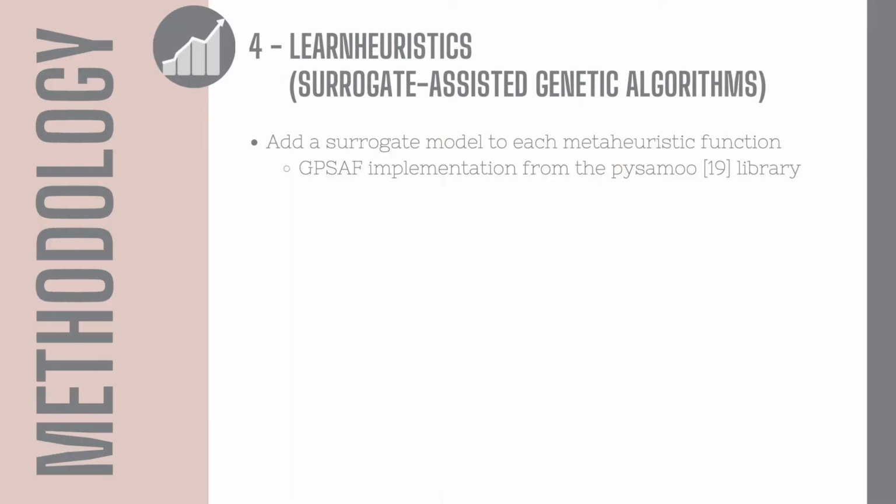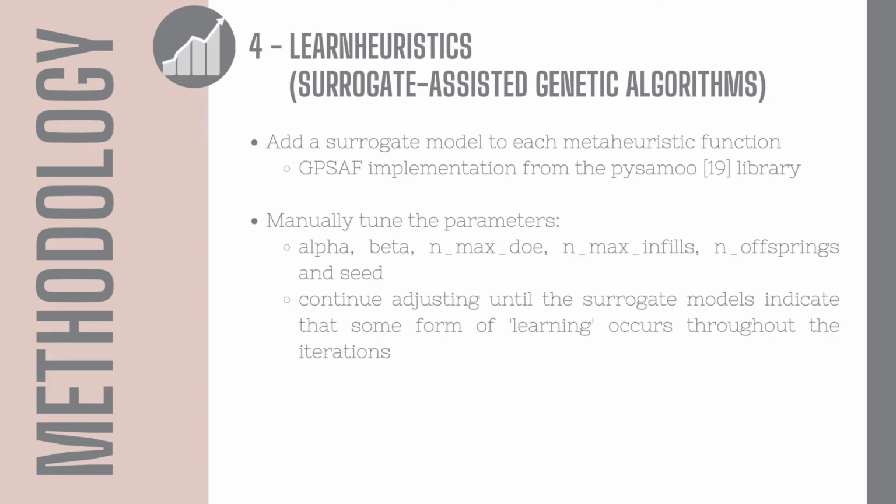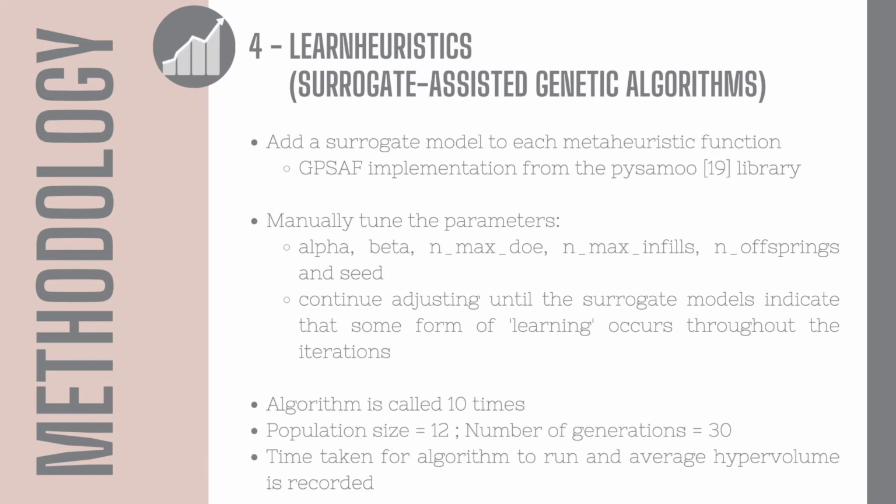Next, we adjust each of the functions to include a surrogate model from the PySAMOO framework. We manually fine-tune the parameters until we are able to see that the surrogate-assisted genetic algorithms are learning throughout the iterations and eventually produce an optimal solution. The genetic and learnheuristic algorithms are respectively run 10 times on a population size of 12 over 30 generations. The average time taken and average hypervolume is recorded at the end.